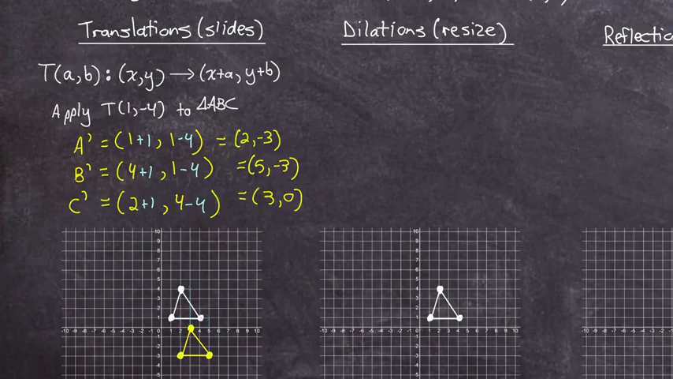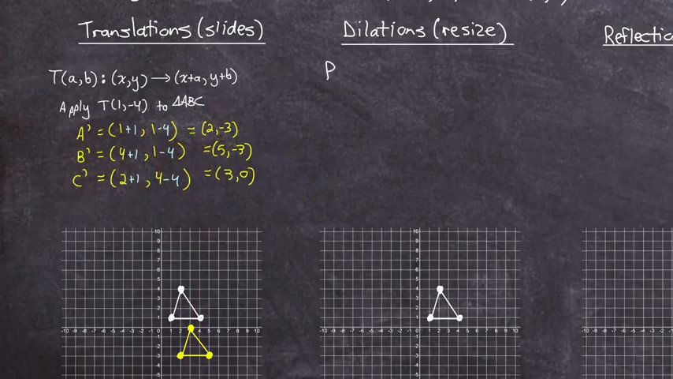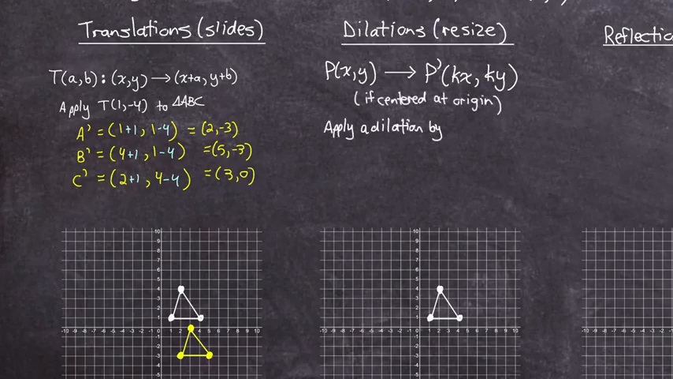And now let's do a dilation. If some point (x, y) undergoes a dilation centered at the origin by a factor of k, then the image point, P prime, just becomes (kx, ky). It's important to note this only works if the dilation is centered at the origin. So let's apply a dilation by a scale factor of 2 centered at the origin.